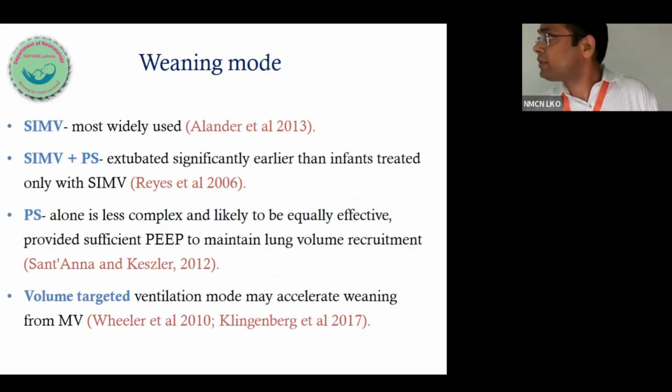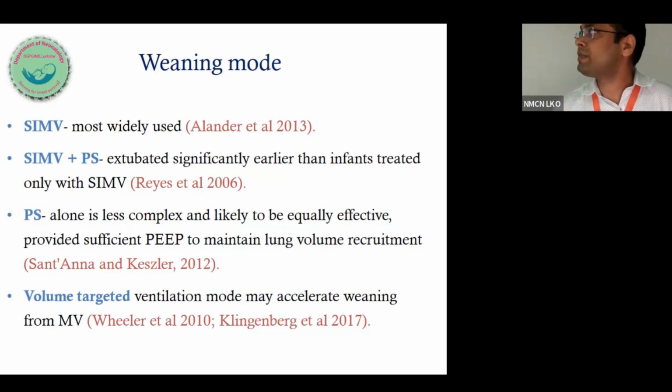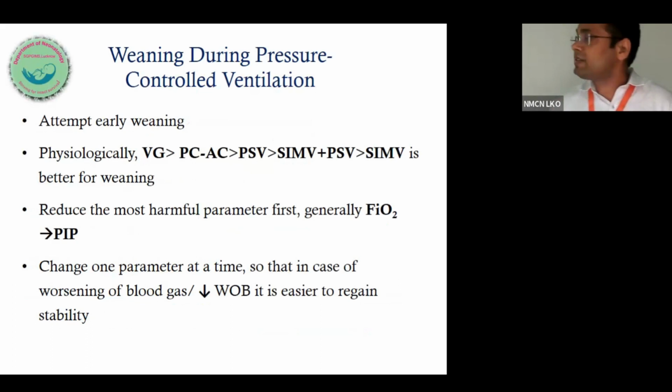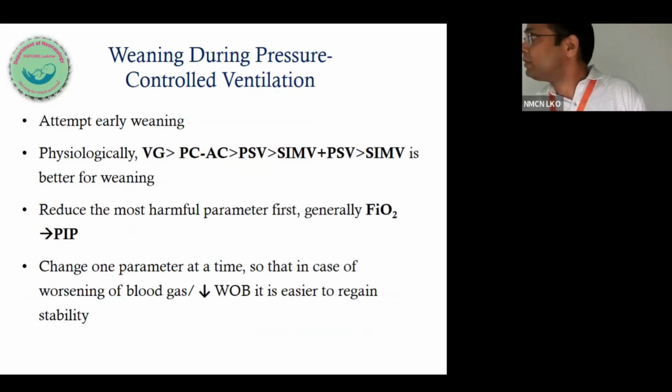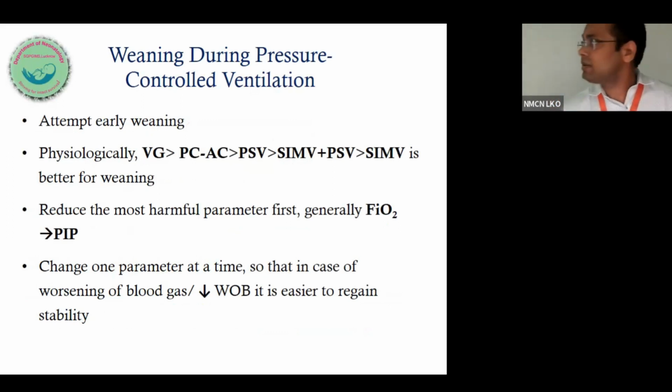Then there are other modes such as pressure support, SIMV plus pressure support, and then SIMV alone. These modes have one or the other side benefit only. SIMV plus pressure support might have some benefit over the SIMV. So we should always attempt early weaning. Physiologically, as I told, volume guarantee is better than the assist control, which in turn is better than the pressure support ventilation standalone, which in turn is better than SIMV plus PSV in terms of weaning, and then SIMV alone. As we know, oxygen is harmful and can cause toxicity.